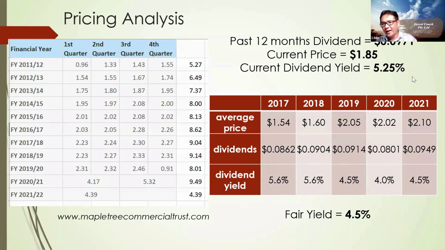Of course, this part needs a little bit of judgment. And in the end, I didn't consider 4%, I think that's an outlier. So I'll just put the value as 4.5%, averaging out 2019 to 2021. On the date that I did this, the price was 185. I think the price dropped further today, so the current dividend yield is probably above 5.25%, definitely above the fair yield. So I would consider this undervalued at this point in time.